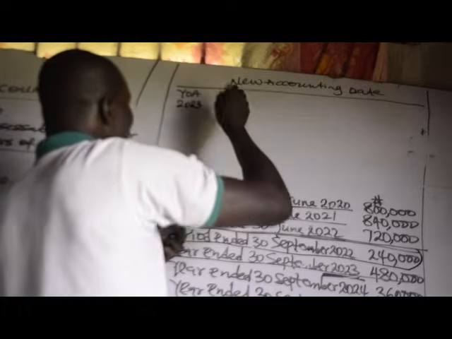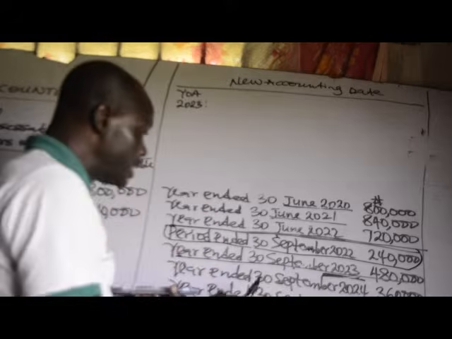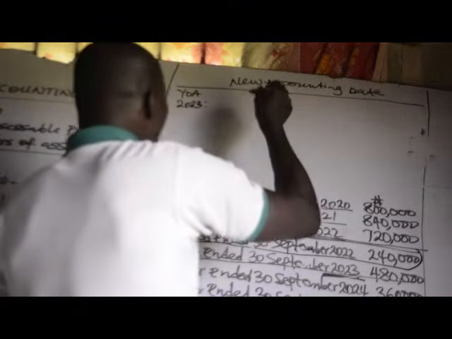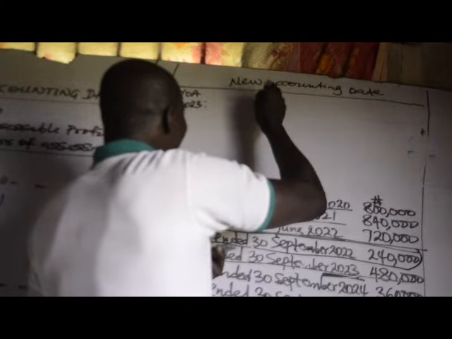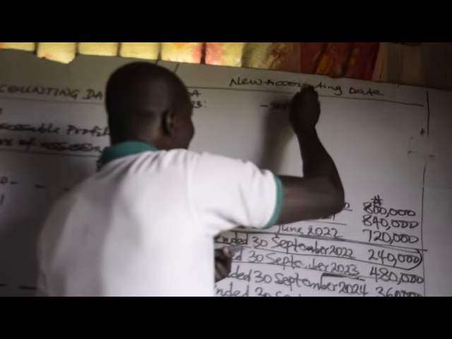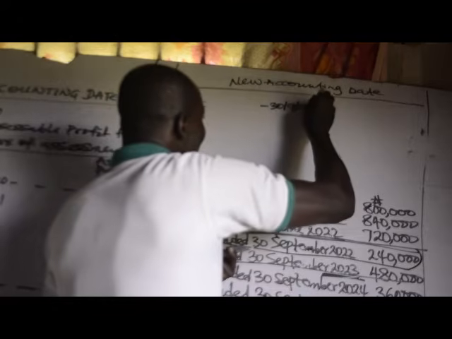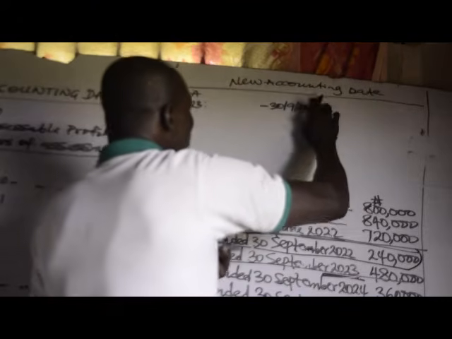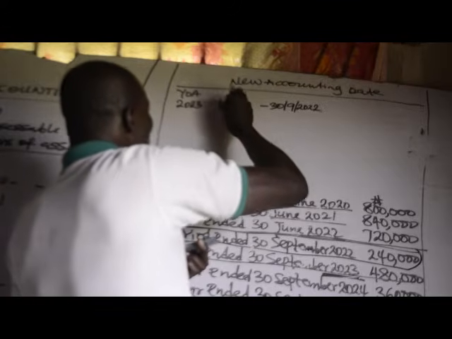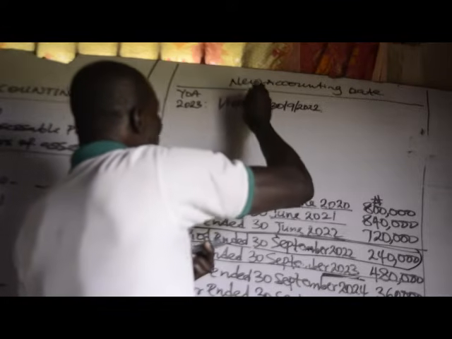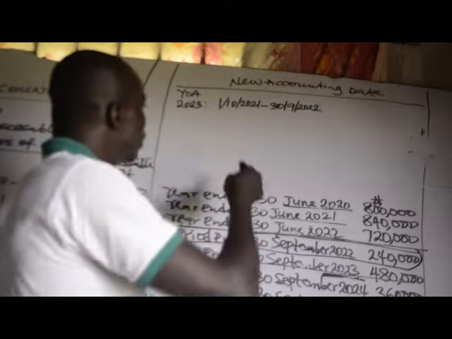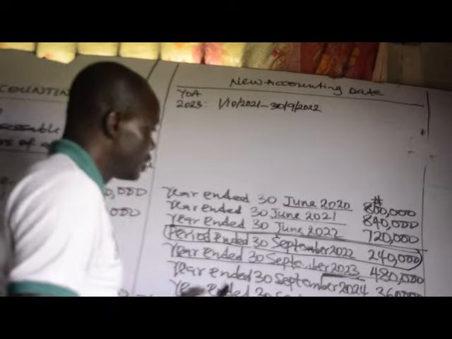The basis period: the new accounting year end is 30th of September. Using PYB, preceding year basis, that means the 2023 year will end as at 30th of September 2023, and that period must have started from 1st of October 2021 to make it 12 months. From October 2021 to September 30, 2022.